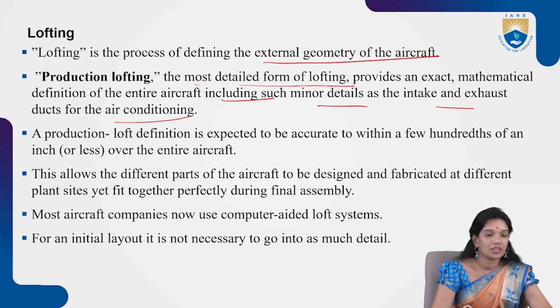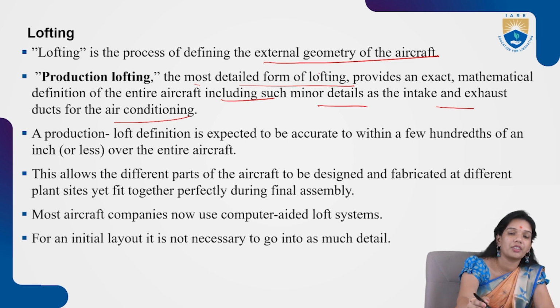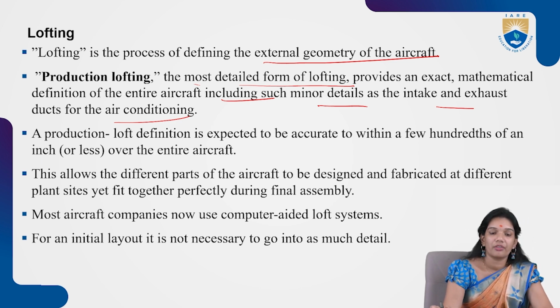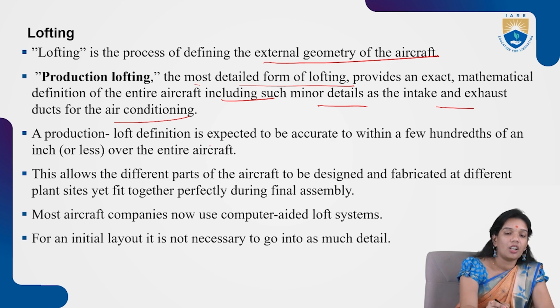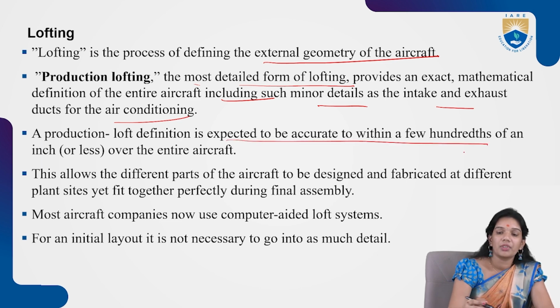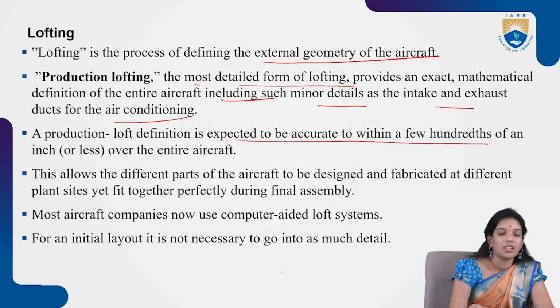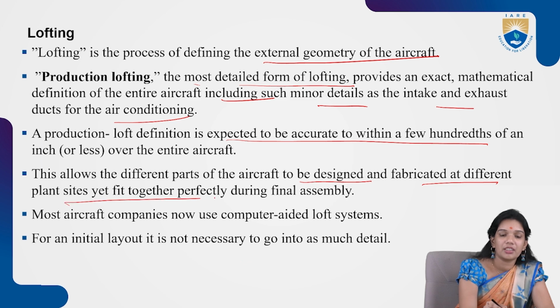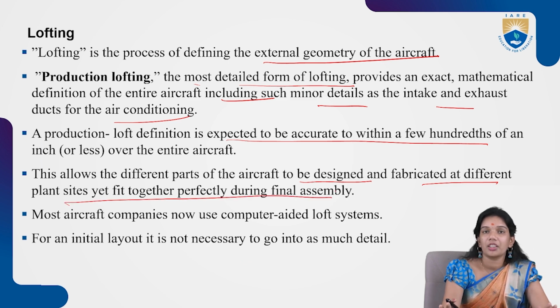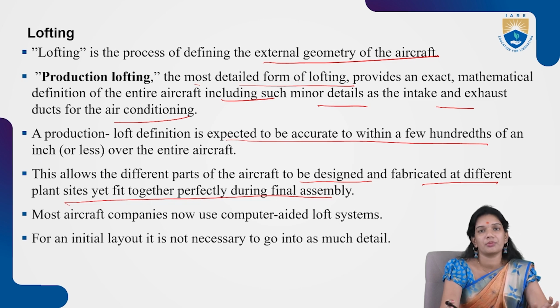So that is where the word lofting comes in, right? Lofting is a process of defining the external geometry of the aircraft. A loft is expected to be accurate to within a few hundredths of an inch over the entire aircraft. This allows the different parts of the aircraft to be designed and fabricated at different plant sites, yet fit together perfectly during final assembly. When you're finally assembling all the smaller components into subsystems, and subsystems into major systems, all the things should fit perfectly, right?